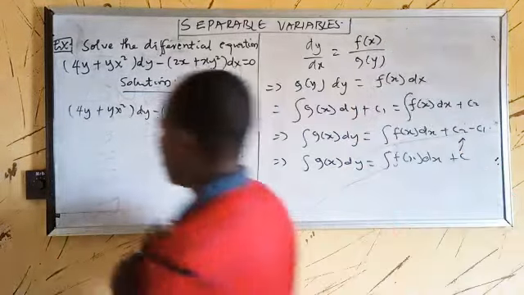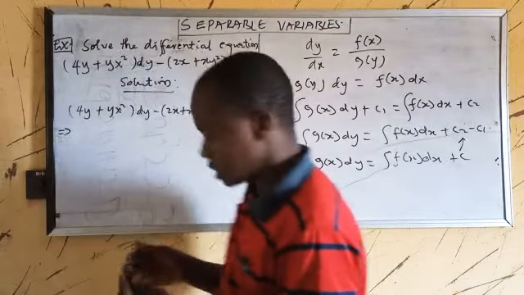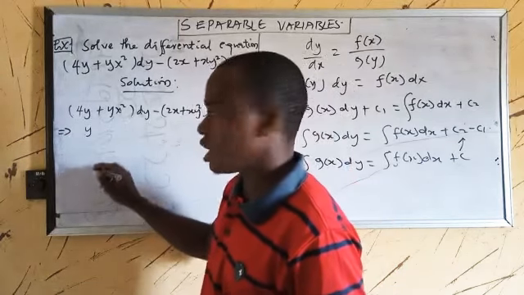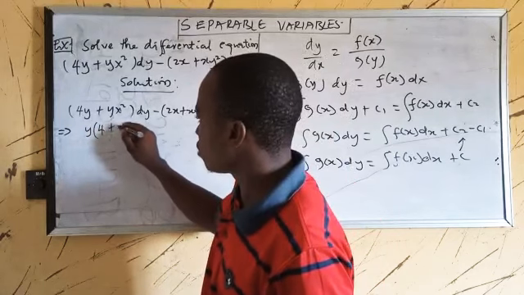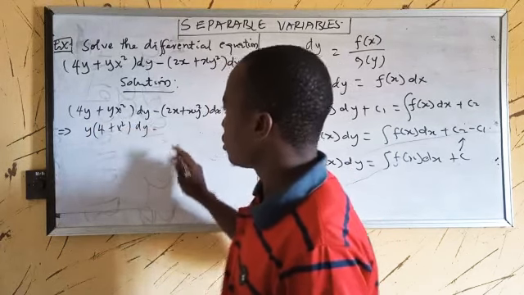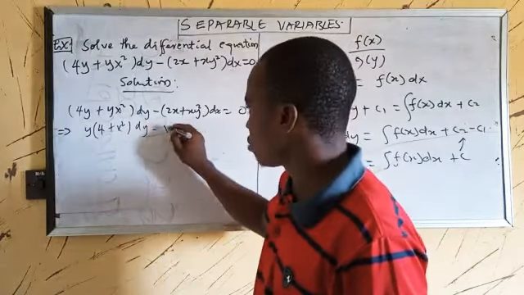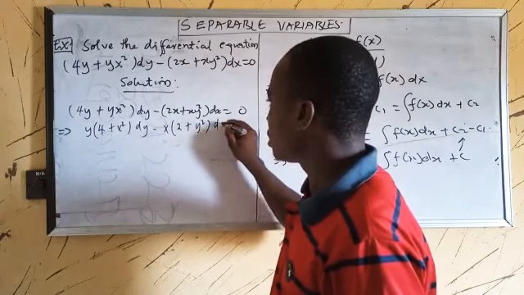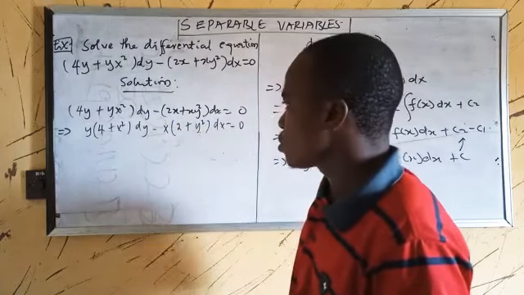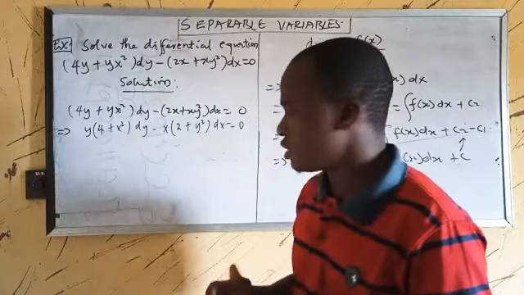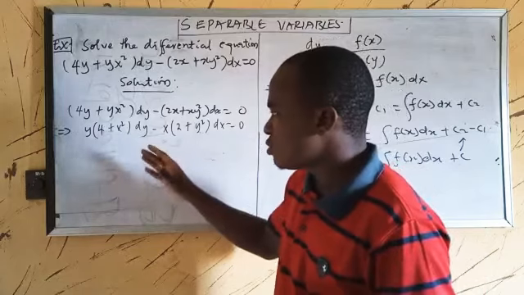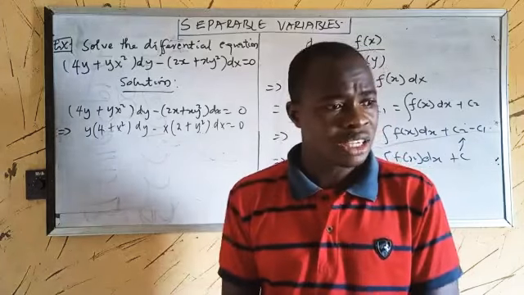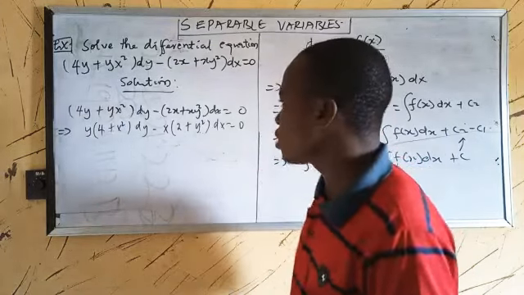So now let's say we have this. You can see that in the first term we have y, so y can be taken out like this, then we have (4 + y²) dy. And also if you look at this one, you can see x is common, so bring out x, we have x(2 + y²) dx equals 0. So the next thing to do, you now use your brain. Think very well. What can you do to this so that we have y separately with its differential, and variable x separately with its differential? So what are we going to do now?